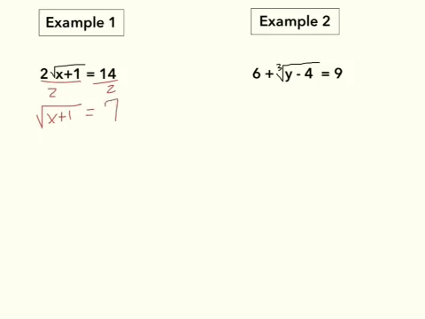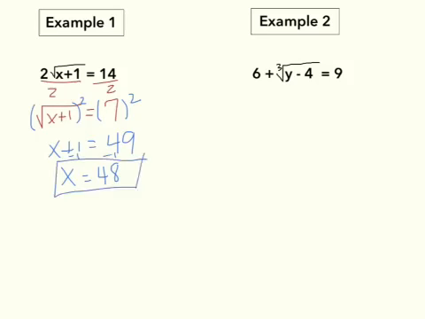Second step, apply the inverse operation. So since this is a square root, we're going to square both sides. And that's how I get rid of that radical. So x plus 1 equals, that's 49. And then just third step is to solve for x. So I subtract 1 and I get x equals 48.